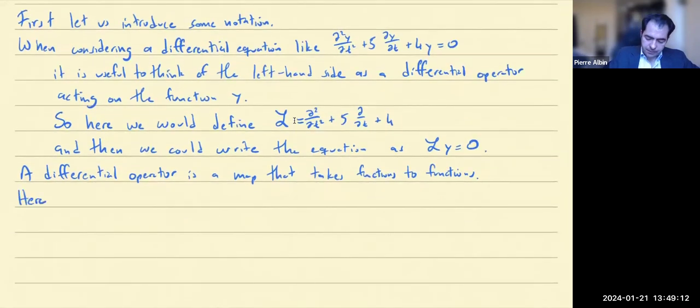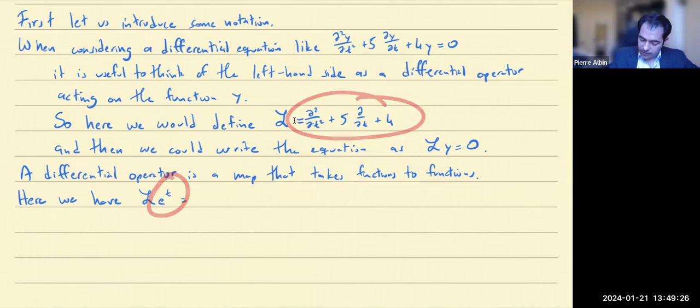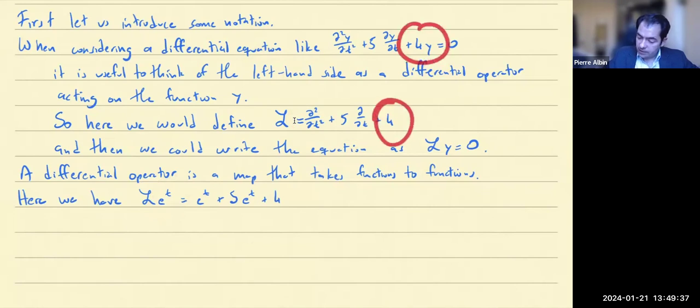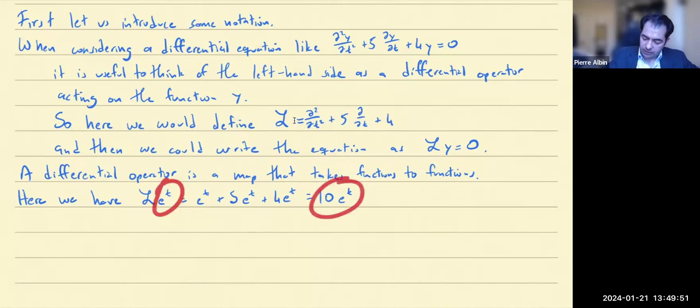Here, just to keep going with this L, notice that if you were to apply L to e to the t, this would just say apply this to the function e to the t. So you would take two derivatives, nothing happens. Then 5 times when you take one derivative, and then multiply by this 4 here at the end. This is multiplication by 4. So L of y ends with 4 times y. So here I would end up with 4e to the t. So altogether, this would just be 10e to the t, right? So it's a map that takes a function to a function.